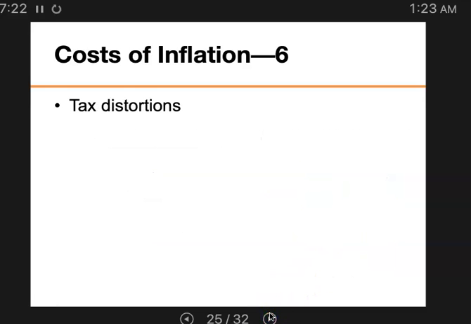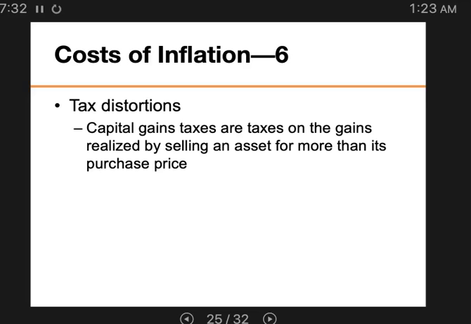The next cost of inflation is the tax distortion. Okay, the term capital gain, let's see what that means. The best way to explain this: you own a share of stock in the stock market, and let's say you buy it for $10, but when you sell it, the price is $20. So the capital gain for you is 20 minus 10, the $10 capital gain. You have to pay taxes on the capital gains, all right?